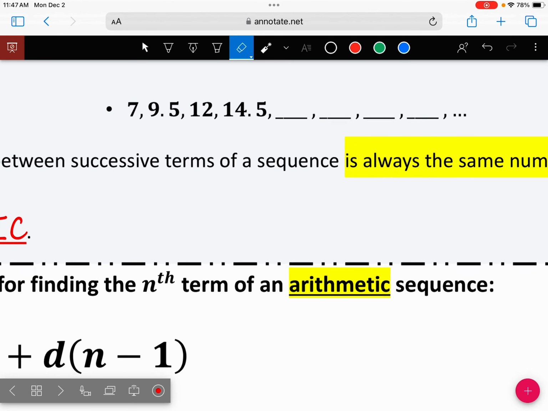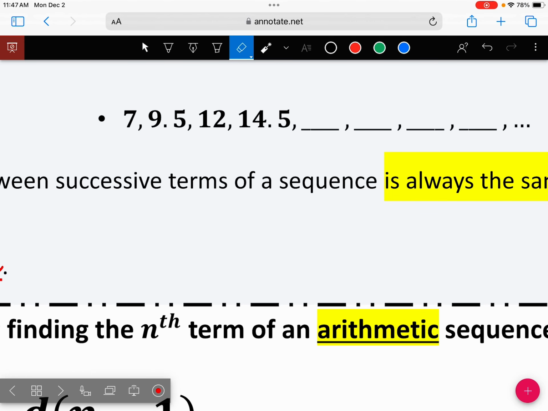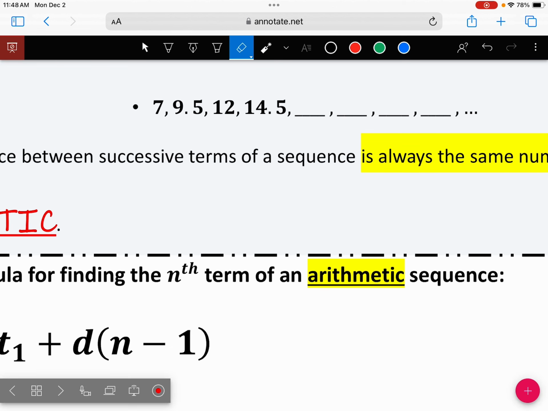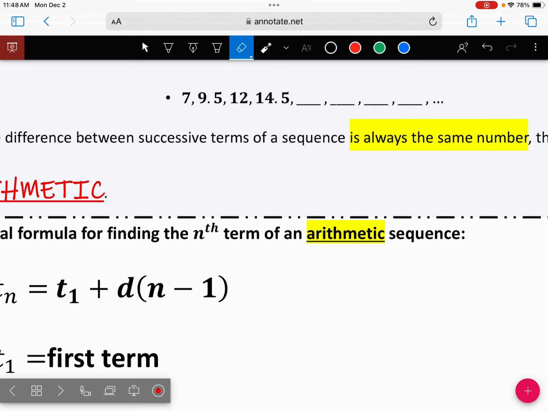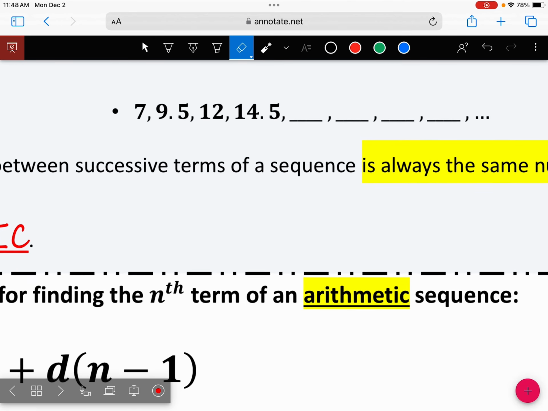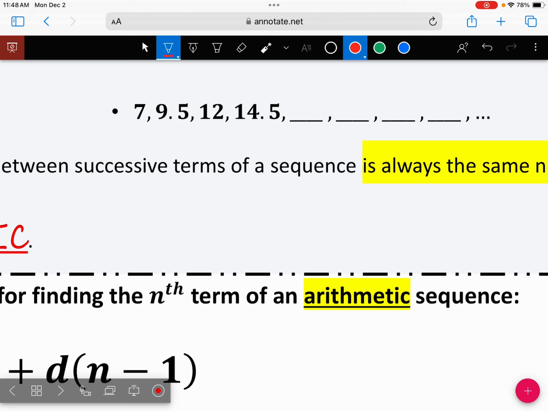So looking here at the top, we have these numbers. You see we have 7, 9.5, 12, 14.5. If this is a pattern, what do you think the next number would be? What are we doing? Adding 2.5. Yeah, so we are adding 2.5. That's our pattern here. We're adding 2.5 over and over again.